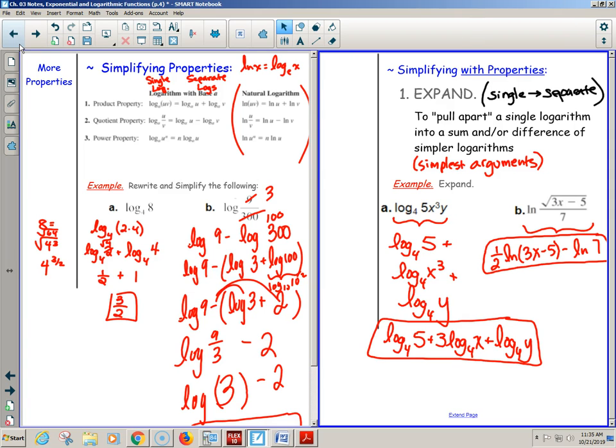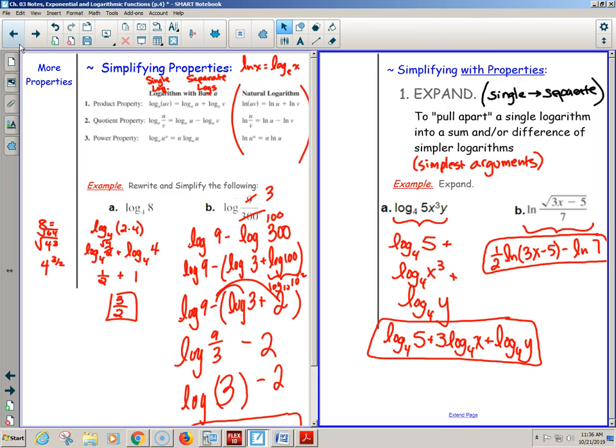And, well, LNs are logs too, so they have the exact same properties, the single and the separate side. The single, everything's being condensed into a single log. The separate, everything's being expanded into separate logs. The single, the arguments getting all condensed together, so complicated. The separate, the arguments are getting simpler, but you're having more pieces.